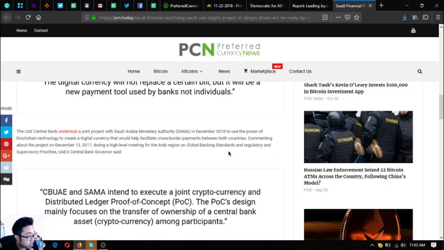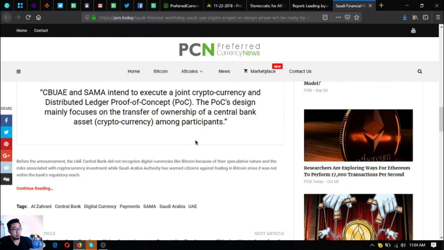not individuals. The UAE Central Bank undertook a joint project with the Saudi Arabia Monetary Authority, or SAMA, in December 2018 to use the power of blockchain technology to create a digital currency that would help facilitate cross-border payments between both countries. Commenting about the project on December 13, 2017, during a high-level meeting for the Arab region and the global banking standards and regulatory and supervisory priorities, UAE Central Bank Governor said CBUAE and SAMA intend to execute a joint cryptocurrency and distributed ledger proof of concept, or POC. The POC's design mainly focuses on the transfer of ownership of a central bank asset cryptocurrency among participants.